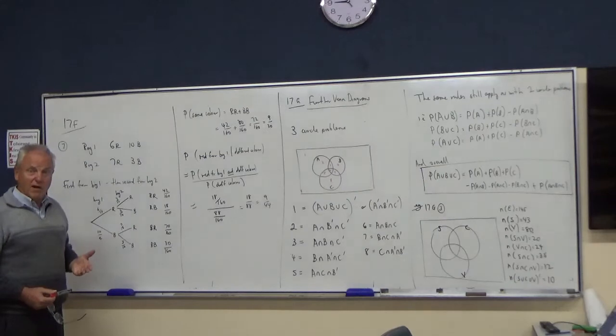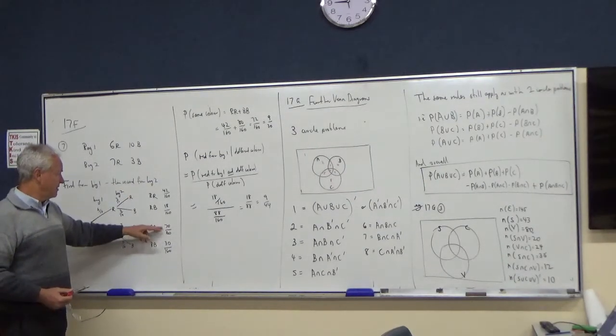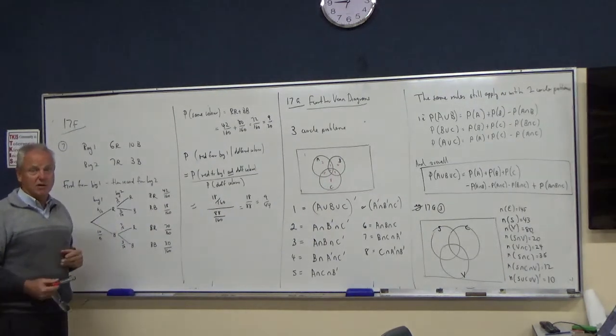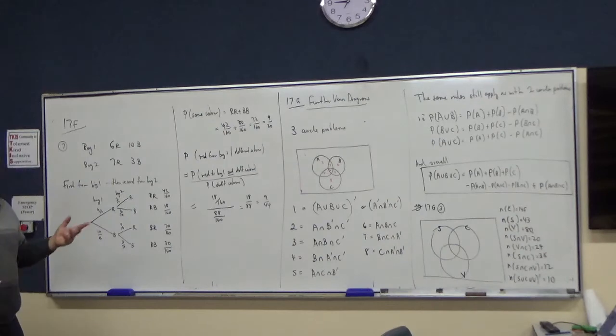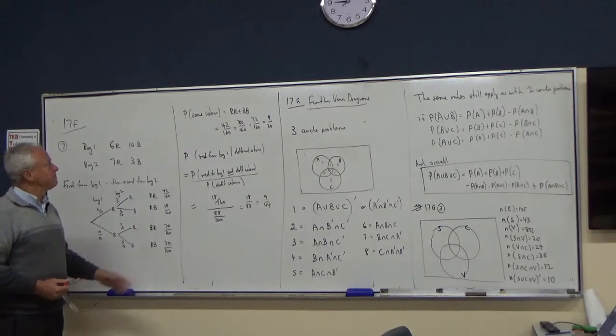If I've done it right, then that should add up to 1. So I've got 30 and 70 is 100, 18 and 42 is 60, so 160 over 160, alright? So, yeah, there's every chance I've still done something wrong, but at least that adds up to 1.